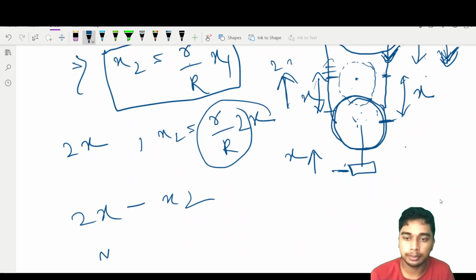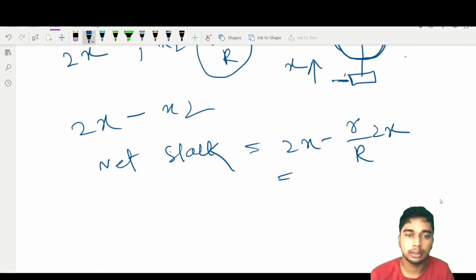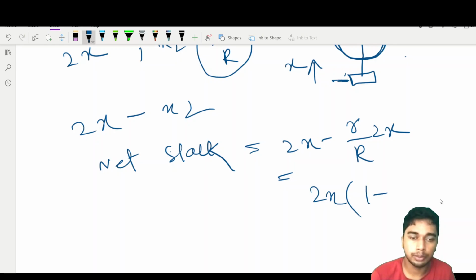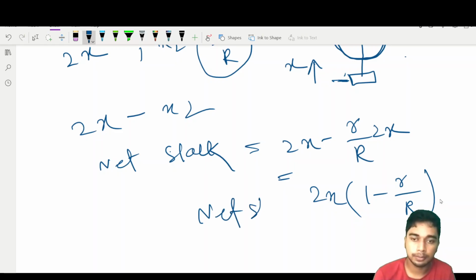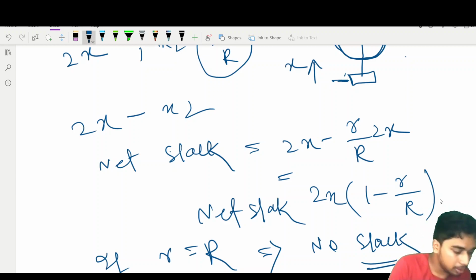So net slack will be 2x minus x2. x2 is nothing but small r by capital R times 2x. So I will write 2x times small r by capital R. So this is the net slack. Here, if capital R is equal to small r, then there will be no slack. No slack will be present here. No problem.